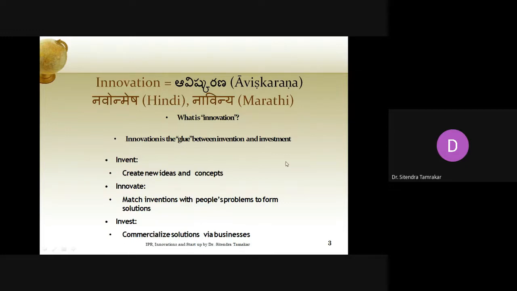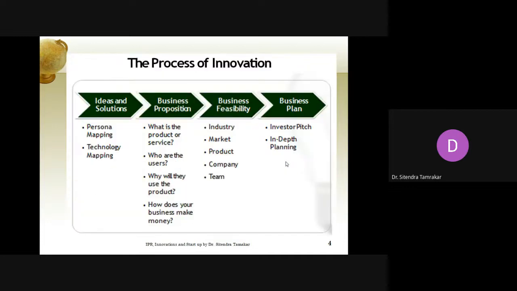So this is needed. If you innovate something, you need to map it to the IPR and find the right business or the right investment. So commercializing via a business is needed.